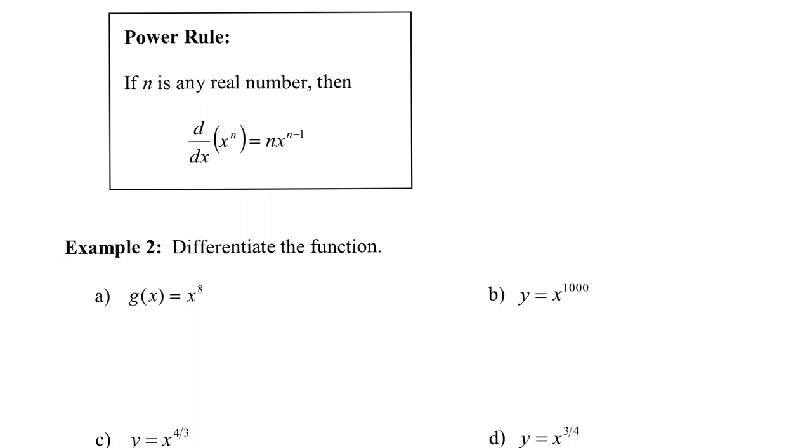Just a little note to save some confusion for later. Okay, n is any real number, but it's a real number. It's not a variable. So if this power had been a variable, we can't do this. The power rule is for power functions, so it's variable to a number, and the number can be any real number, but it cannot be a variable.